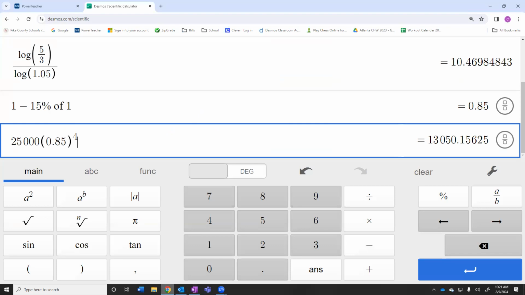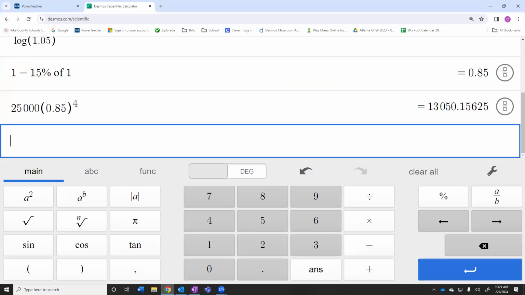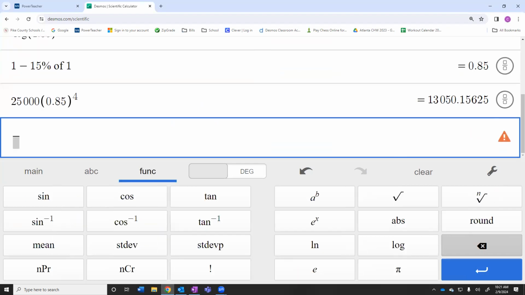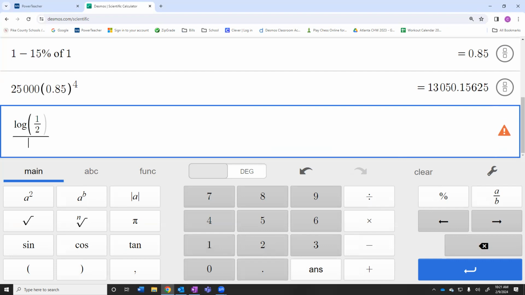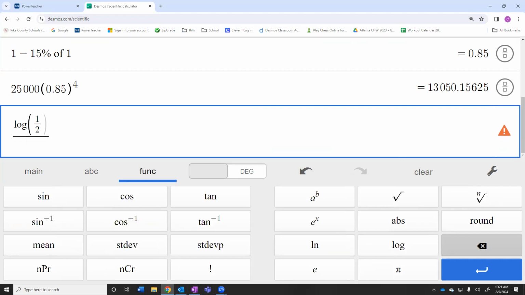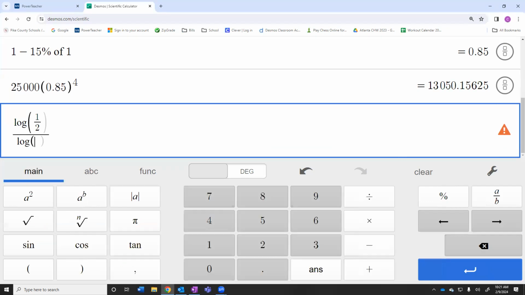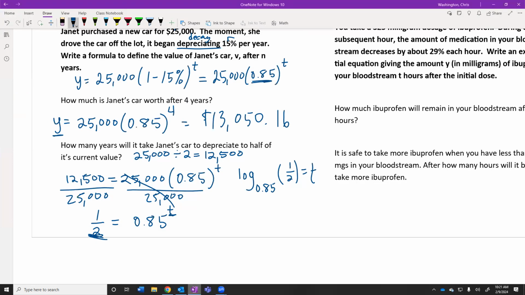And then we can type that in the calculator. We're going to hit the fraction button first. We're going to type log of 1/2 on top. And then we get log of the base on the bottom. The base was 0.85. So log of 0.85 in the denominator. It's going to take about 4.26, 4.27, 4.3 years for this car to reach half of its current value.